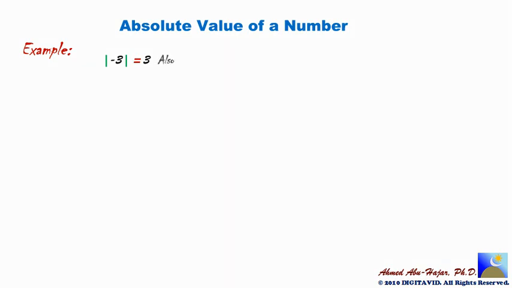Also, to get the absolute value of a positive number, for example, the absolute value of +3, that is basically equal to 3. So to get the absolute value of a number, we look at the number. If the number is negative, we invert its sign and that becomes a positive number. If the number is positive, then its absolute value is the same number.